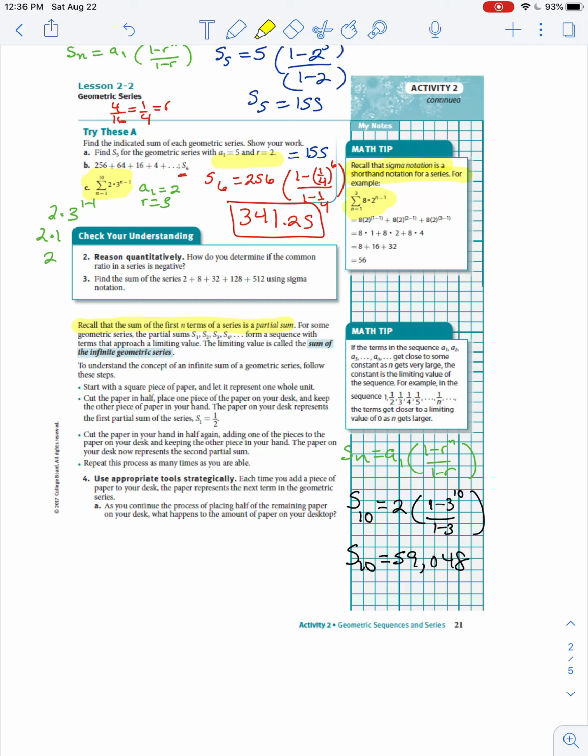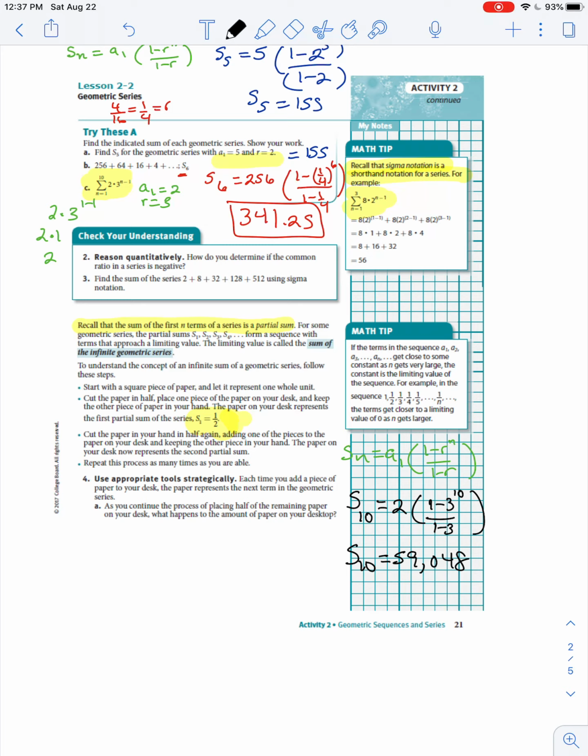And it says, leave one piece of paper on your desk and keep the other piece of paper in your hand. Now the paper on your desk represents the first partial sum, S sub 1 equals 1/2. That's our first sum right there. Then it says to cut the paper in your hand in half again. So I'm just going to tear it. And the paper on my desk now represents the second partial sum, which is going to be 1/2 plus, think about it, it would have to be 1/4 now.